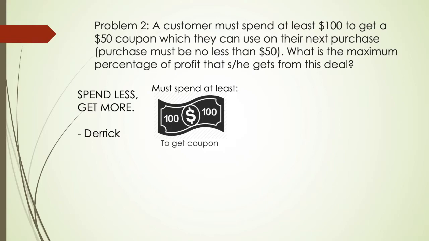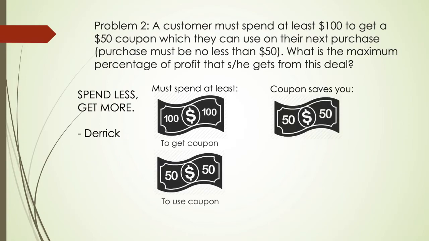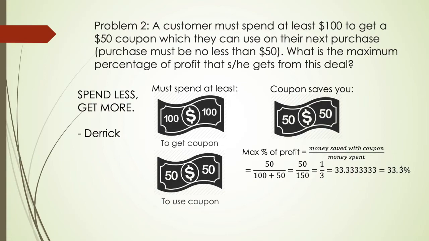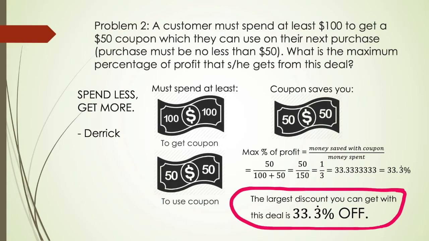However, though convincing, that logic is flawed. Think about it. In order to use that $50 coupon, you must buy another product that's worth at least $50. Thus, in aggregate, after using your coupon, you've bought products worth a total of $150 at minimum. 50 is a third of 150, so the real answer to this problem would be a 33.333, you can go on and on with that, percent discount. So it's a 33.333% off. That would be the answer.